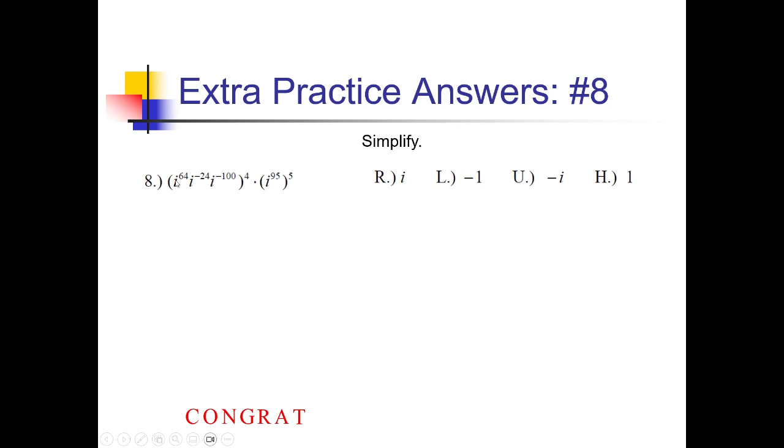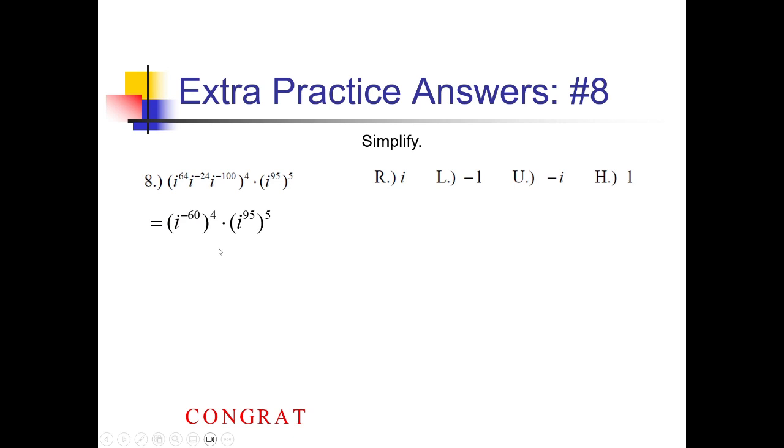So I've got i to the 64 times i to the negative 24. So I've got to add those exponents. 64 plus negative 24 is going to be 40. And then I have 40 plus another negative 100. That's going to give me negative 60 in there.